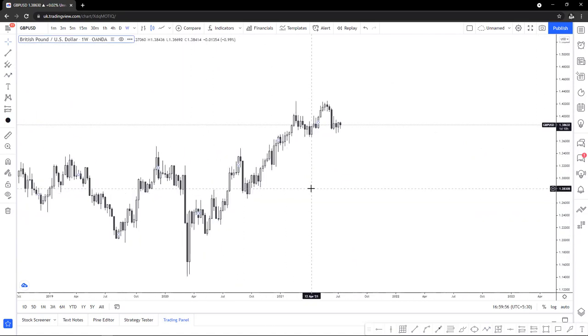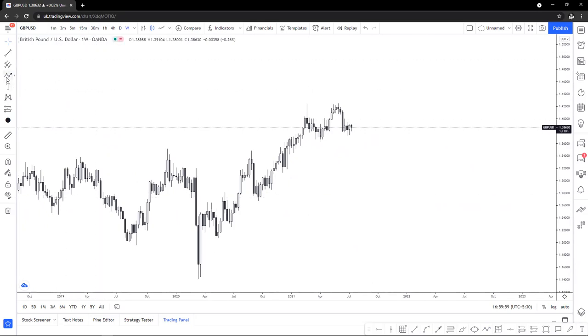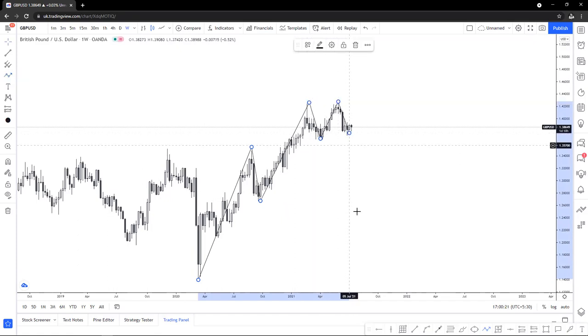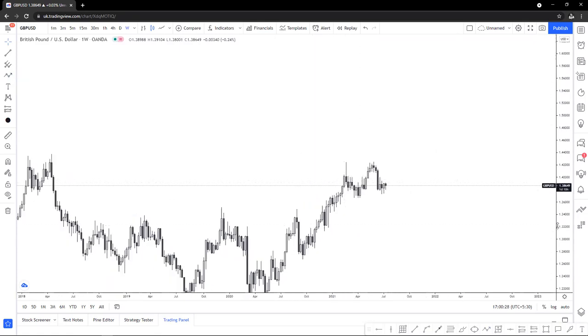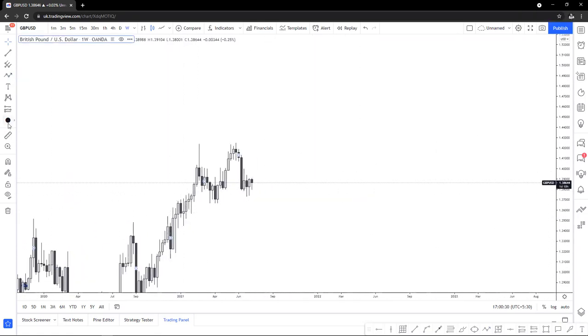So what I do is I start with the weekly time frame. I'll mark my market structure on the weekly time frame. Now I see higher highs, higher lows, higher highs, higher lows, higher highs. It took out this high and then it came back down. So this is where we're at on the weekly time frame. And then I have my range on the weekly time frame.